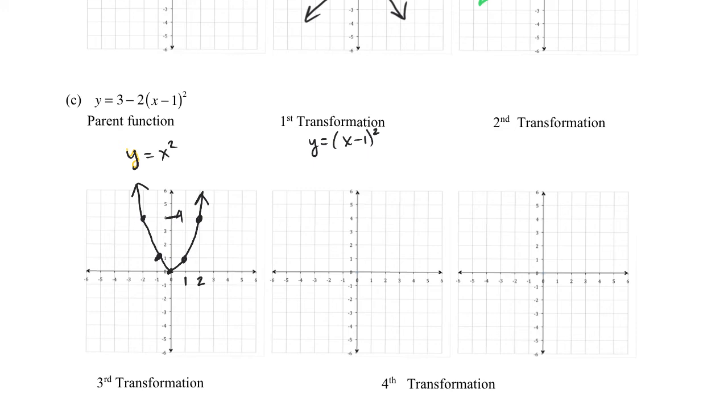Okay, now we're subtracting a number from our input. Is that a horizontal or a vertical slide? You're right, hopefully you are thinking it's a horizontal. We're going in there and we're messing with the input, and the input is the x's, okay? So when we subtract, we slide right.